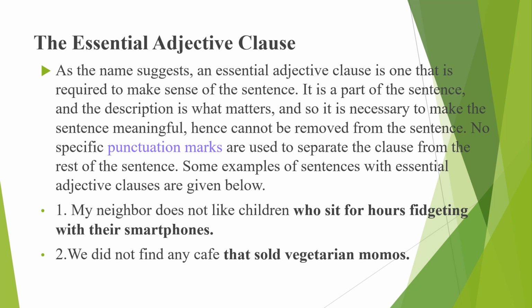The essential adjective clause, as the name suggests, is one that is required to make sense of the sentence. It is a part of the sentence and the description is what matters, and so it is necessary to make the sentence meaningful. Hence it cannot be removed from the sentence. No specific punctuation marks are used to separate the clause from the rest of the sentence. Some examples of sentences with essential adjective clauses are given below.